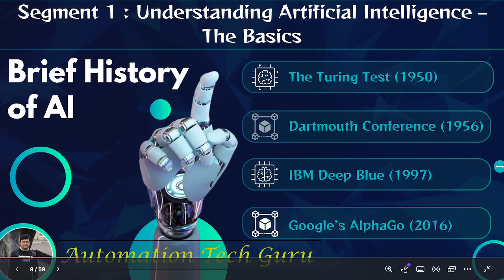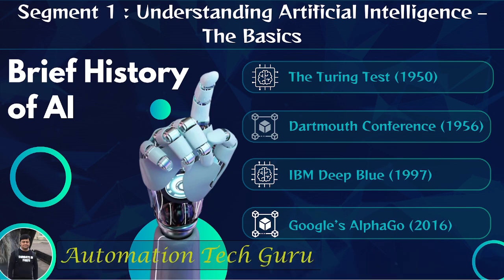Brief history of AI. AI didn't emerge overnight, it has a rich history marked by breakthroughs and challenges. The Turing test, in 1950: Alan Turing proposed a test to measure a machine's ability to exhibit intelligent behavior indistinguishable from a human's.